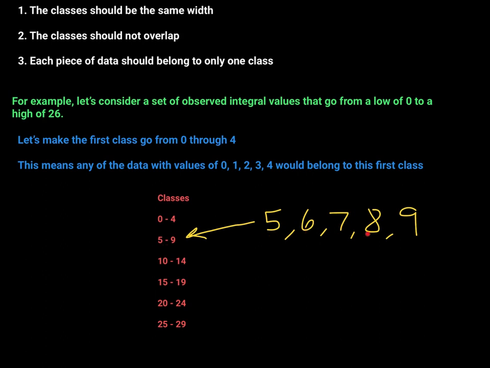Notice 1, 2, 3, 4, 5. This class has width 5. The third class would include any data that has values 10, 11, 12, 13, 14. Look at 1, 2, 3, 4, 5. So for every single class, the width must be the same. In this case, because we chose the first class to go from 0 to 4, that would have class width 5. Every single class must have the same width, which is 5.